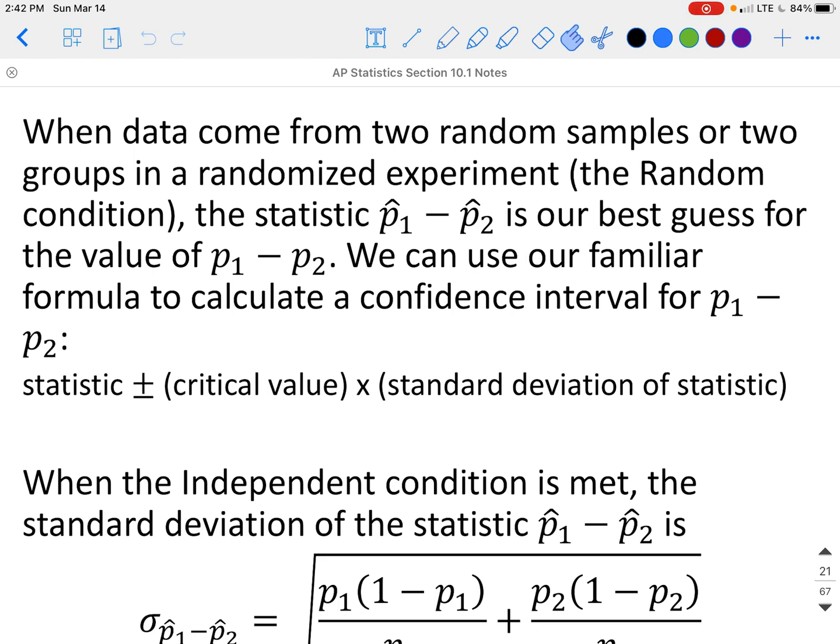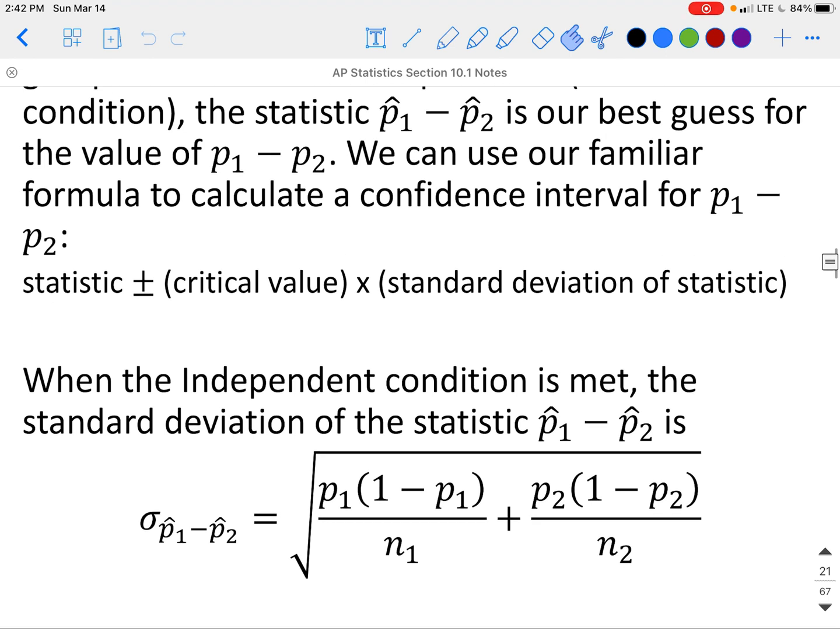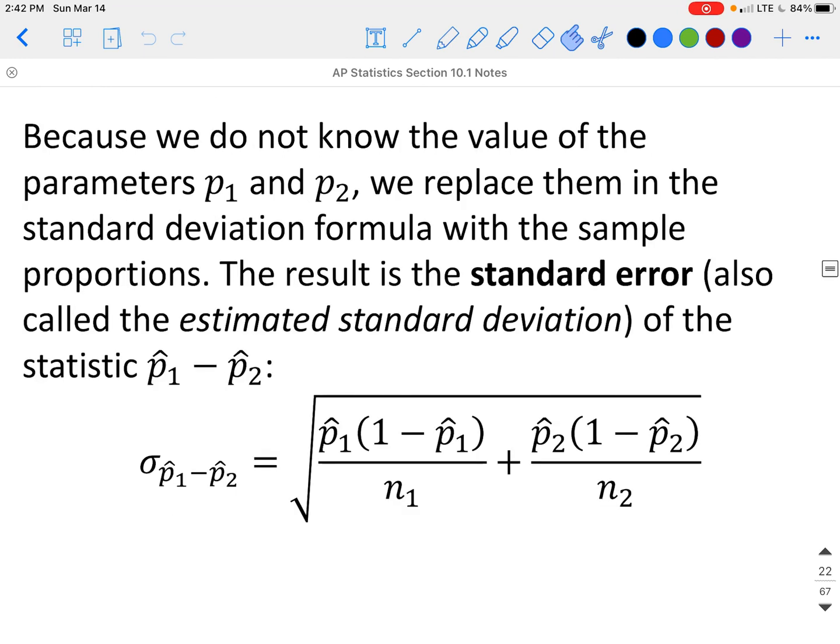To do that, we're just going to do our statistic plus or minus the critical value times the standard deviation of the statistic. When the independent condition is met, the standard deviation of our statistic would be the square root of p1 times 1 minus p1 all over n1 plus p2 times 1 minus p2 all over n2. Because we do not know the values of our parameters p1 and p2, we replace them in the standard deviation formula with the sample proportions.